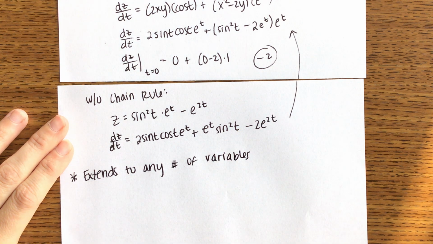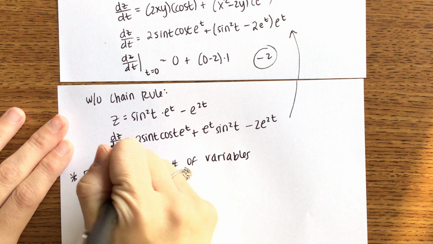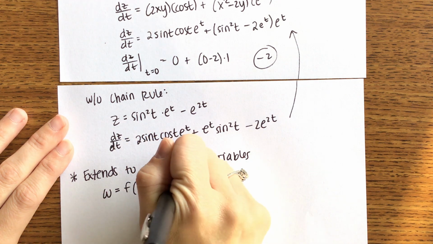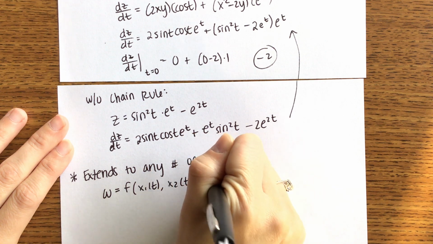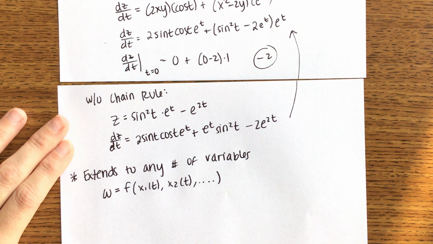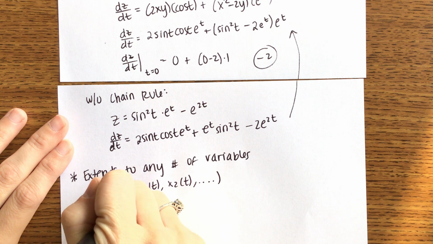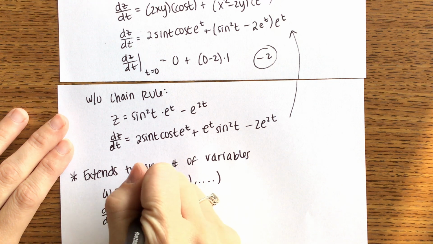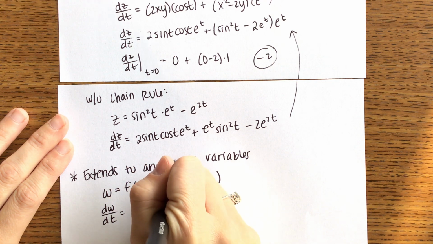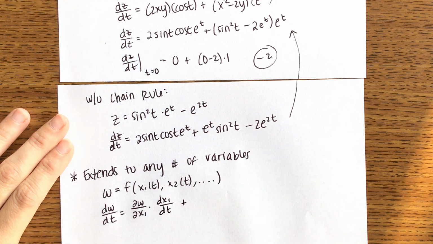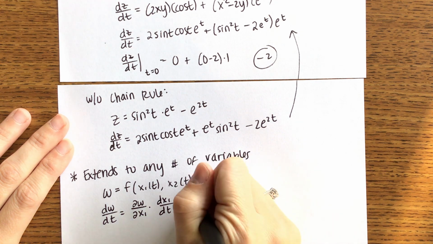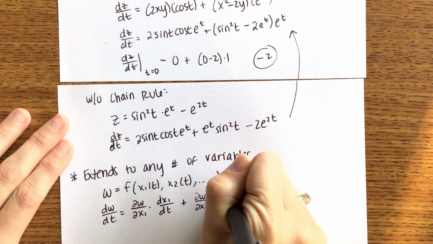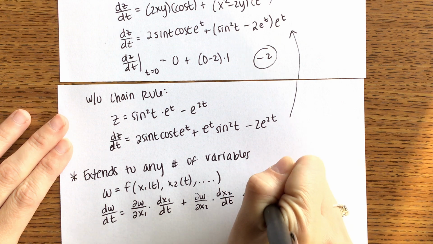So for example, let's say that we have w, which is a function of x1 of t, x2 of t, etc. If we wanted dw/dt, we would take the first partial of w with respect to x1, and then the derivative of x1 with respect to t. And we would keep going. First partial of w with respect to x2, and then differentiate x2 with respect to t, and so on.